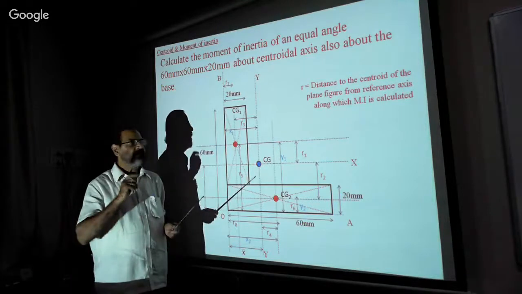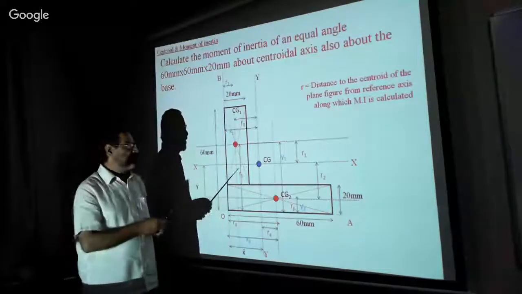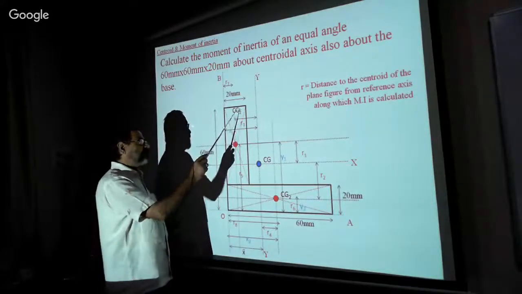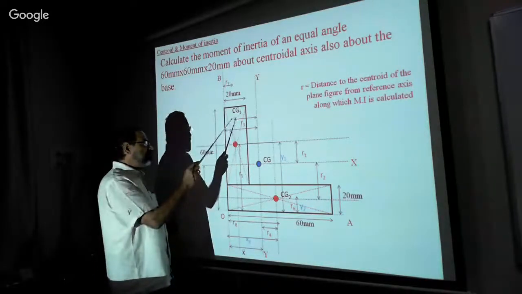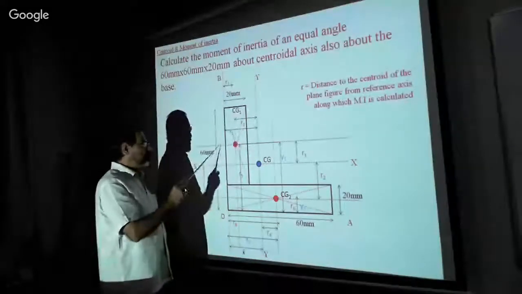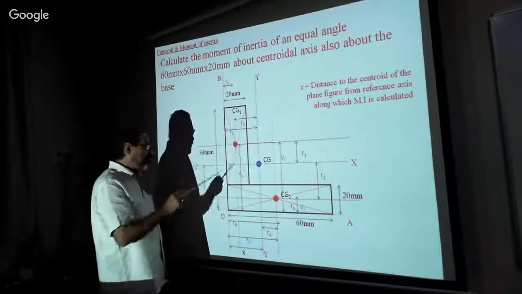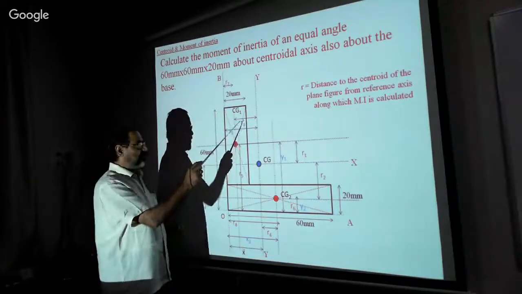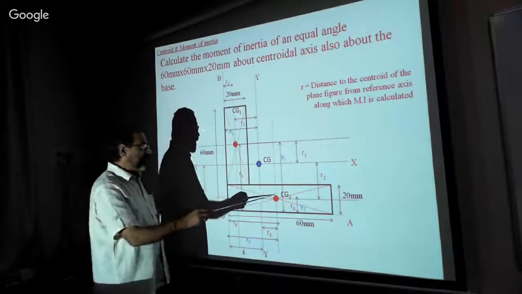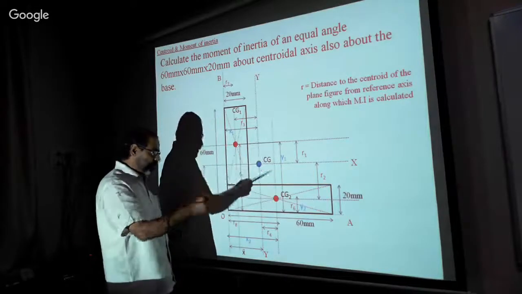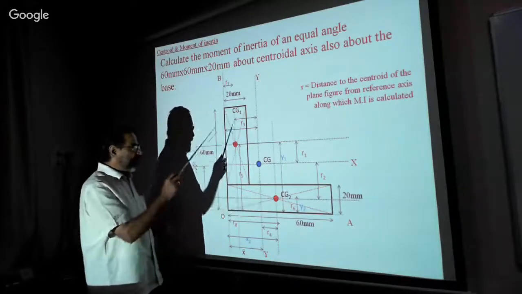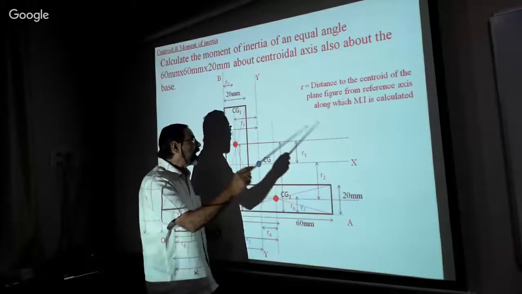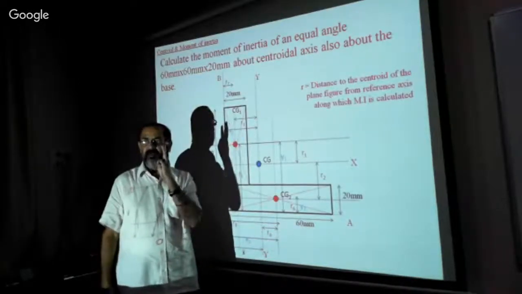And there are 3 x-axes here. The first is the centroidal x-x axis and centroidal y-y axis for figure 1. Similarly, the centroidal x-x axis and y-y axis for figure 2, and the centroidal x-x axis and y-y axis for the angle section. There are 3 centroidal x-x axes and y-y axes.